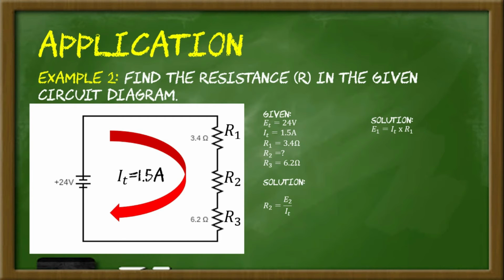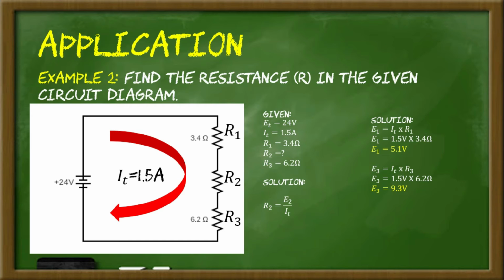E1 is equal to the current multiplied by the resistance of R1. So transfer and solve the given values. The answer is 5.1 volts. For E3, multiply the total current by the resistance of R3. Transfer and solve the values. Then the answer is 9.3 volts.